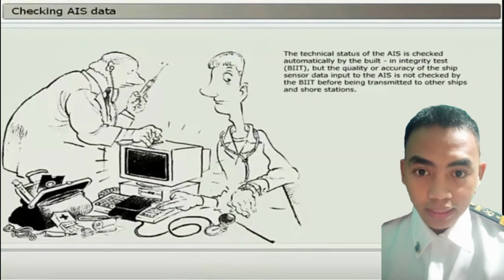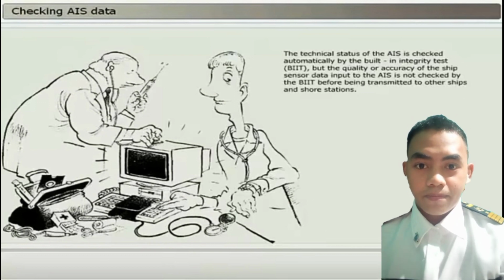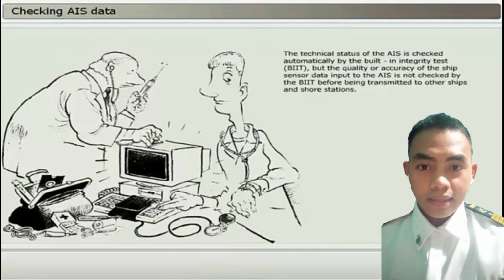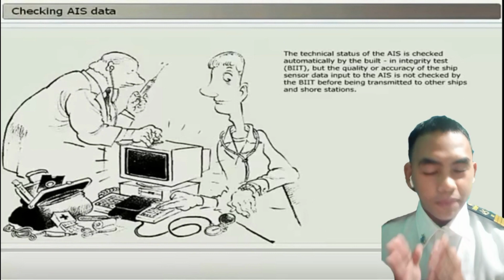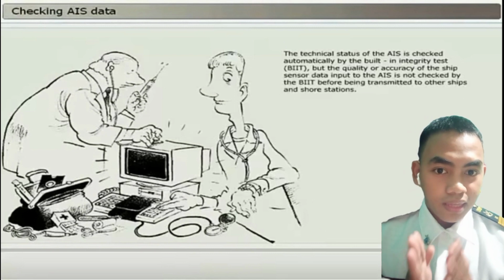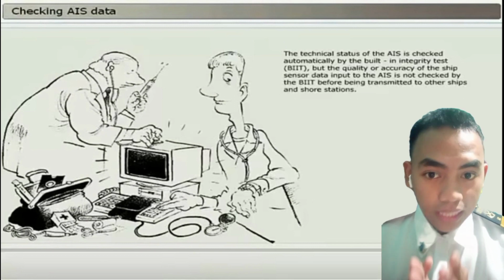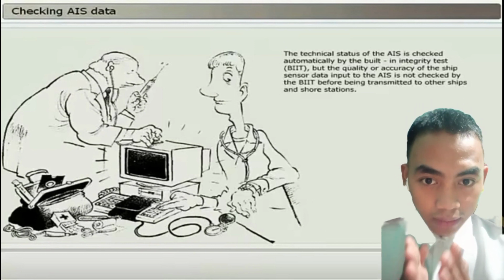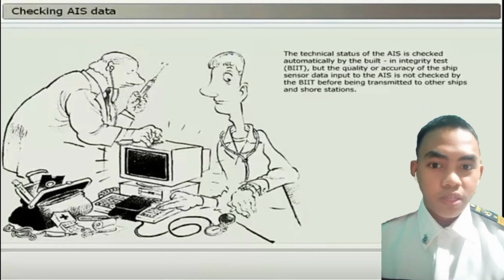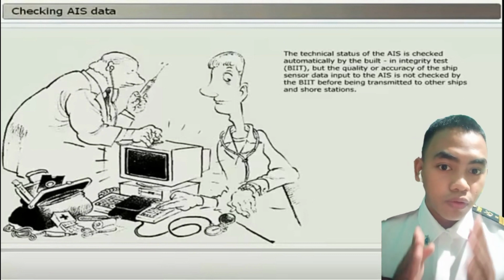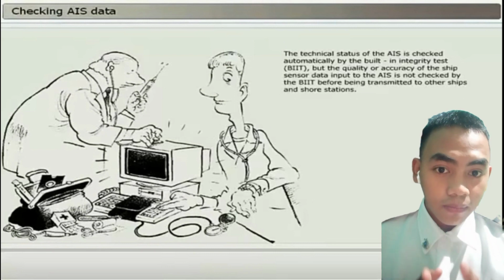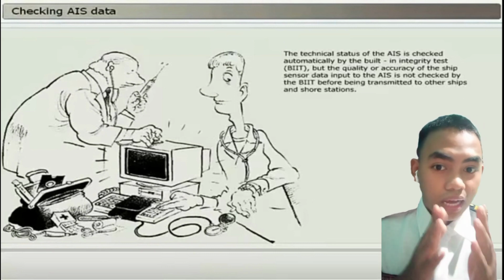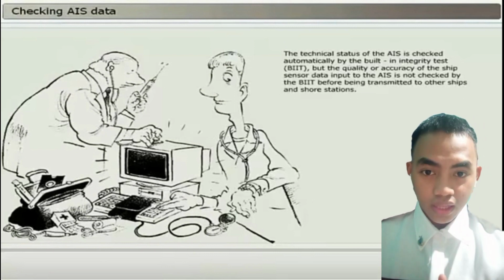Check the AIS data. The technical status of the AIS is checked automatically by the built-in integrity test, BIT, but the quality or accuracy of the ship sensor data input to the AIS is not checked by the BIT before being transmitted to other ships and shore stations.